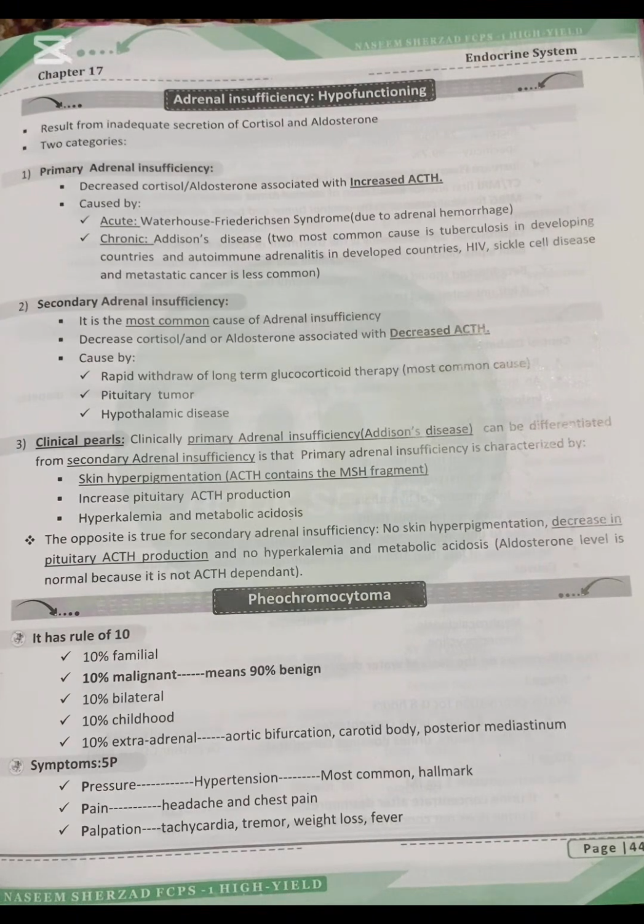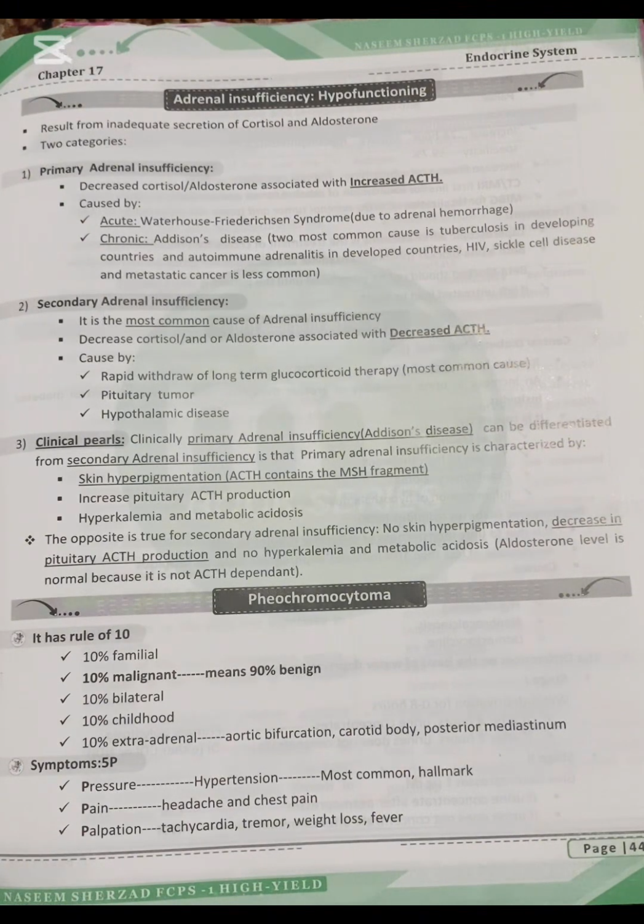So per differentiation of primary and secondary, in one there will be increased ACTH, but on the other hand there will be decreased ACTH. So per primary there are two types. One is acute and the other is chronic. The acute condition is Waterhouse-Friderichsen syndrome, which is due to adrenal hemorrhage, and I think it is seen with meningitis also, and that's an acute condition of hypofunctioning of the adrenal gland. There will be no aldosterone.